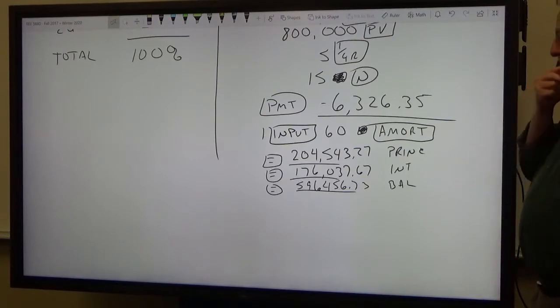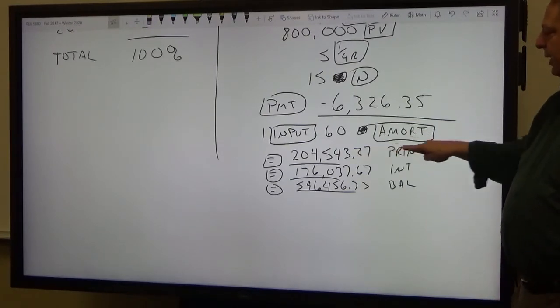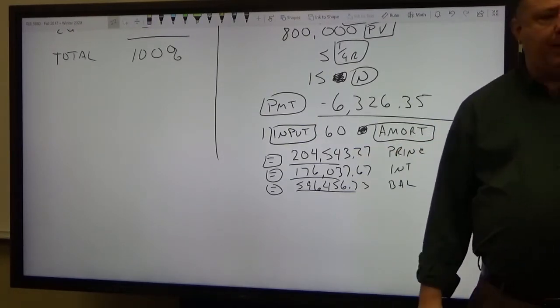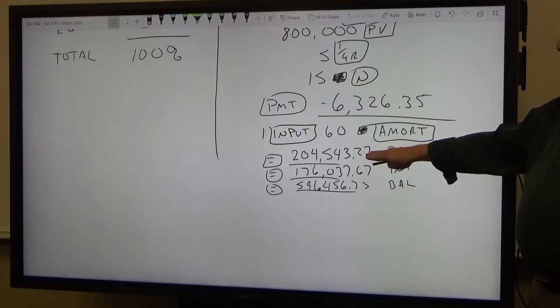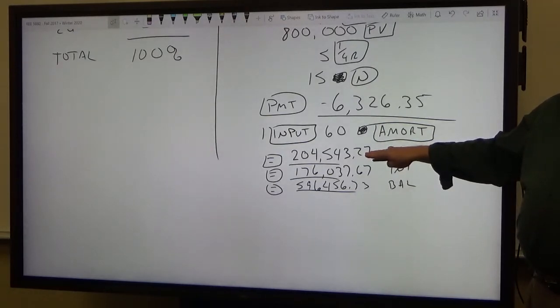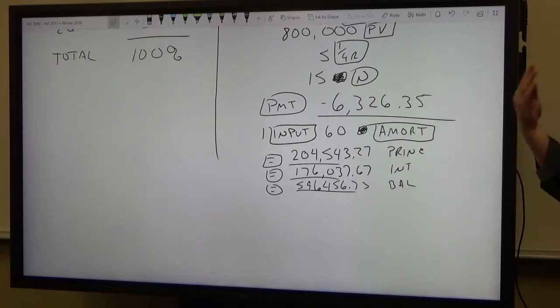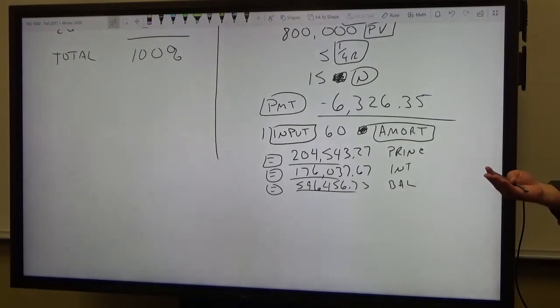Now, in terms of what we were just talking about, this whole idea of equity buildup, we've in essence added an additional $204,000 to our equity position. Does that make sense? Yes or no? Okay, so let's take a look.